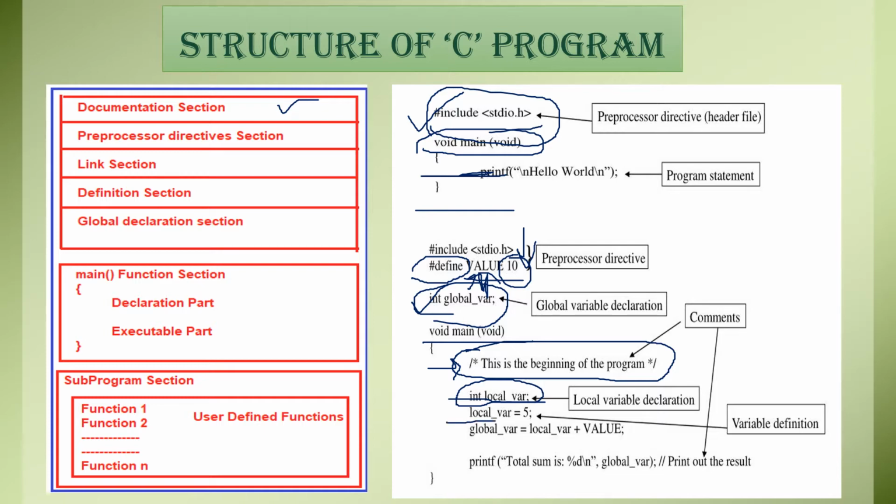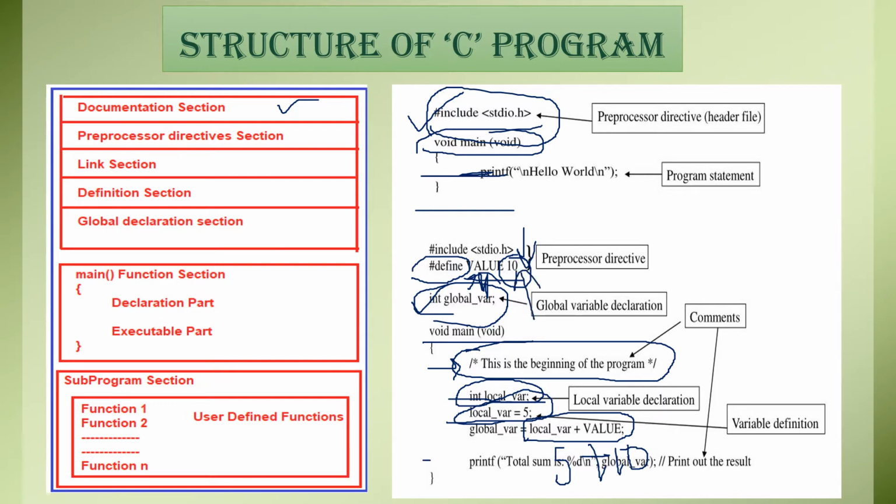Next, local variable is equal to 5. That means this is the variable definition. We are assigning the value 5 to this variable. Next, here is one statement where some calculation is being done. That means local variable plus value, that means 5 plus 10, because value, this constant, has 10 as its value.